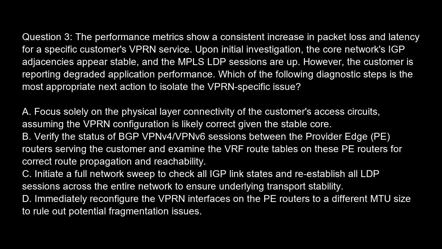Option C. Initiate a full network sweep to check all IGP link states and re-establish all LDP sessions across the entire network to ensure underlying transport stability. Option D. Immediately reconfigure the VPRN interfaces on the PE routers to a different MTU size to rule out potential fragmentation issues.